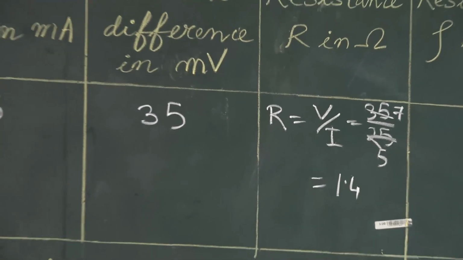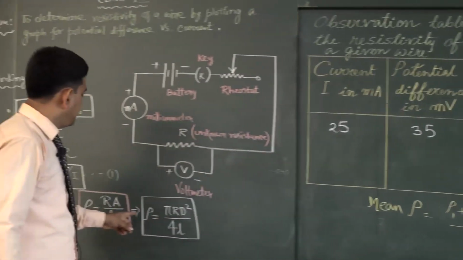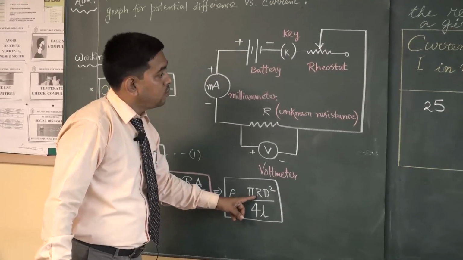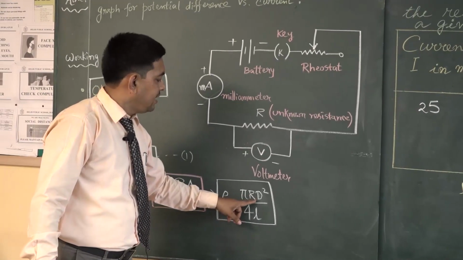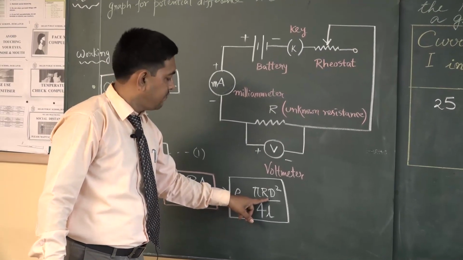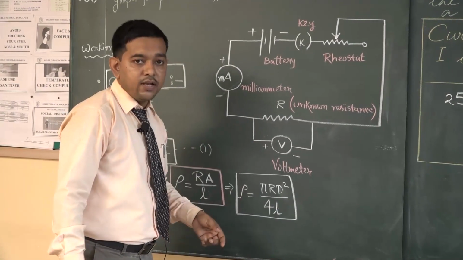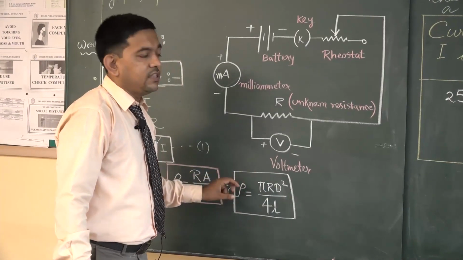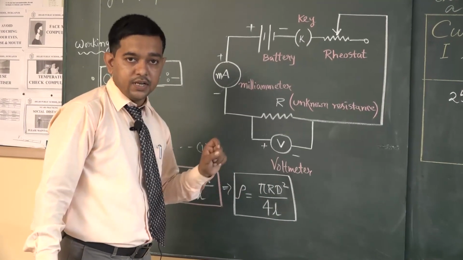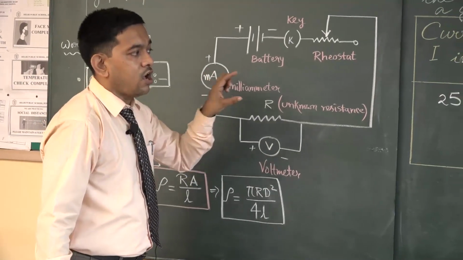Now using this particular formula, here R is 1.4 ohm, pi is 3.1416, diameter D is 33 millimeter, and L is 30 centimeter. You have to convert this in meter, 0.3 meter. So if we put all the values, we will get the value of rho for that particular material. The resistivity value in ohm meter we will find out. So that is the first observation.